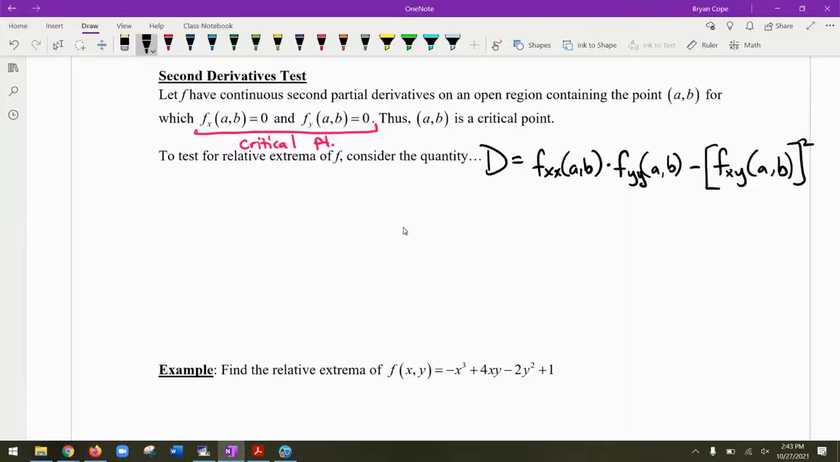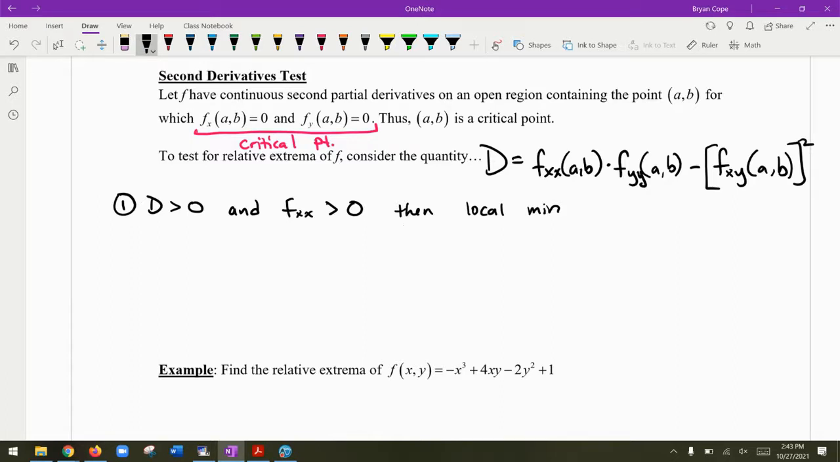Okay, so here are the conditions. Part one, one option is that D is positive, and f sub xx is positive. Under those conditions, then we have a local min.